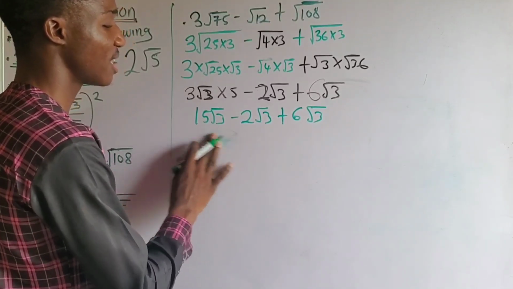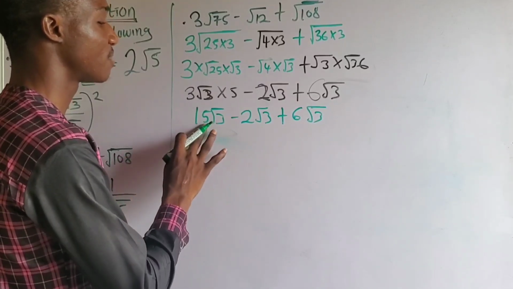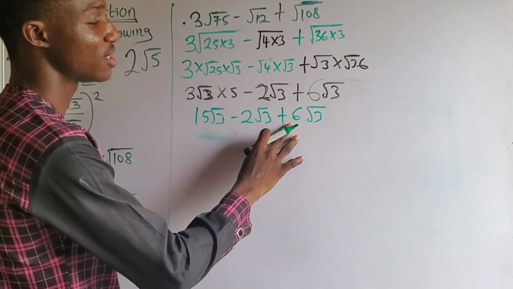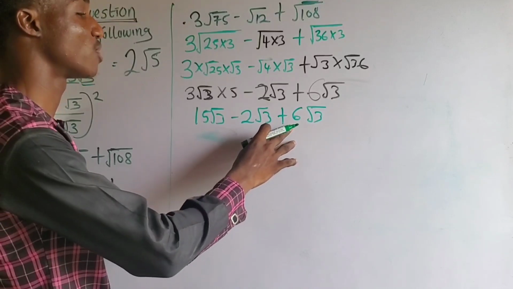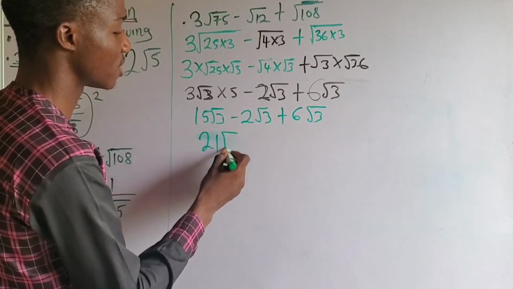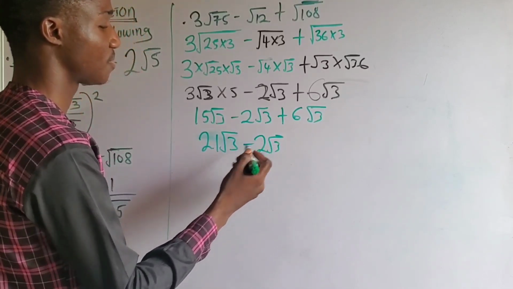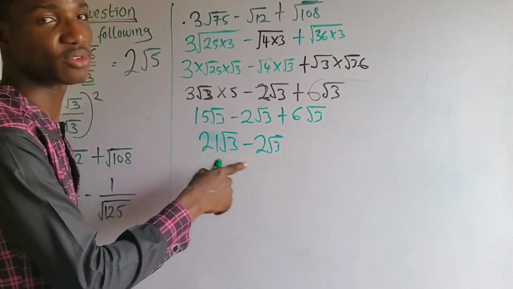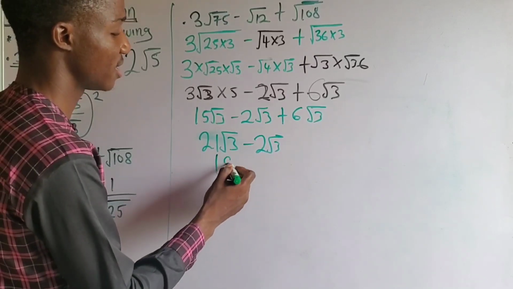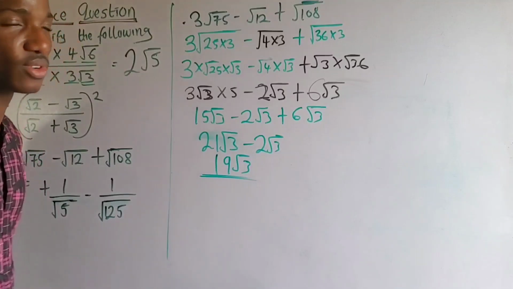Let's do it using board maths. Let us first add 15 root 3 plus 6 root 3. What will be the answer? That will be 21 root 3, right? So I'm going to have 21 root 3 minus 2 root 3. 21 root 3 minus 2 root 3, that is 19 root 3, which is the solution to that question.